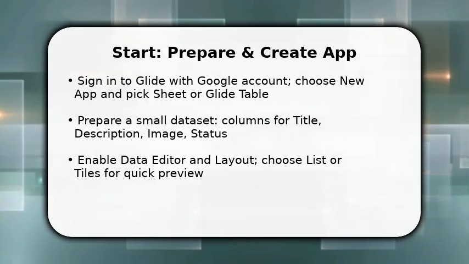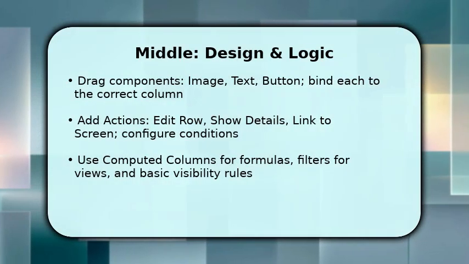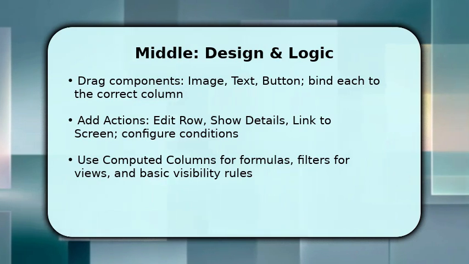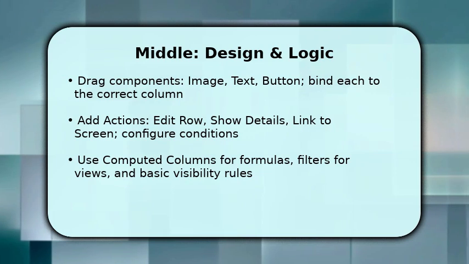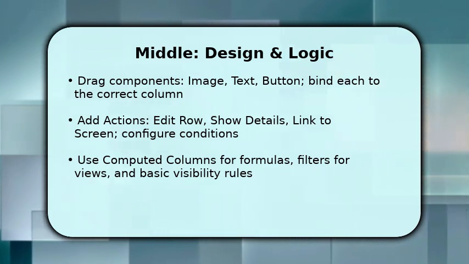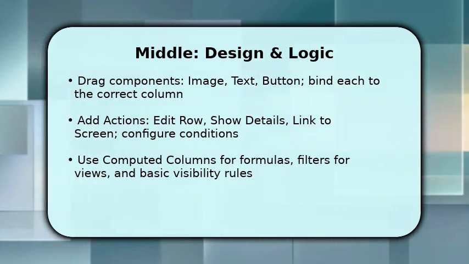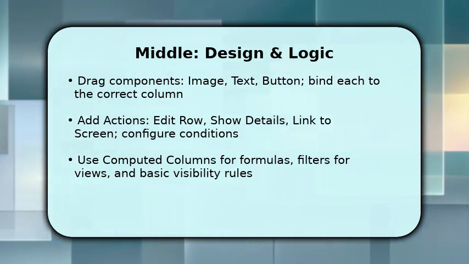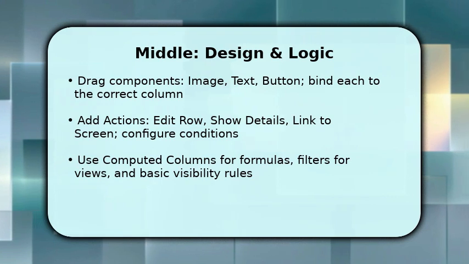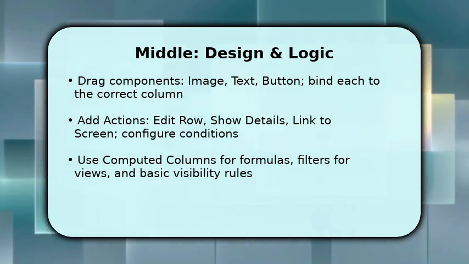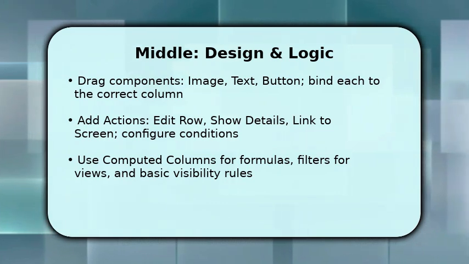Now you'll design screens and add logic. Drag an image, text, and button into your item template and bind them to the corresponding sheet columns so content updates automatically. Next, attach actions to buttons: edit row for inline edits, show details for a record screen, or link to screen for navigation, and set conditions to control when they appear. Use computed columns for simple formulas like concatenation or dates, and apply filters and visibility rules to create focus.